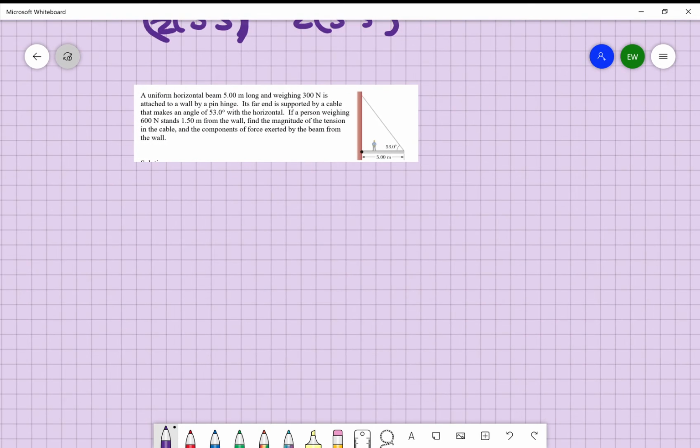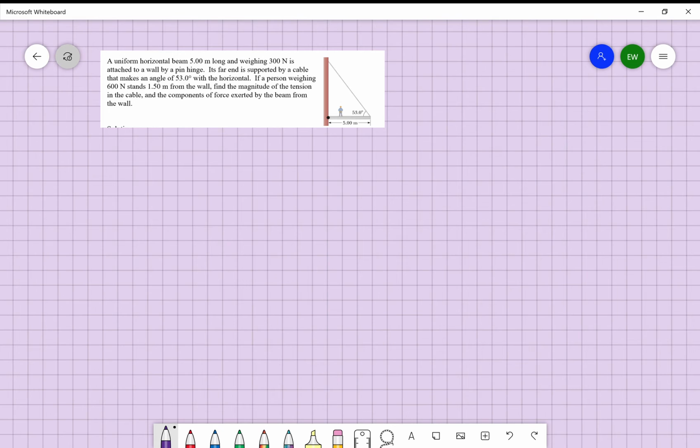It could be a little bit more complicated. You could have a whole lot more going on. Let's take a look. A uniform horizontal beam that's 5 meters long. The beam itself weighs 300 newtons and is attached to a wall by a pin. Its far end is supported by a cable that makes a 53 degree angle with the horizontal. If a person weighing 600 newtons stands 1.5 meters away from the wall, what is the magnitude of the tension in the cable? And what are the components of the forces from the beam on the wall?